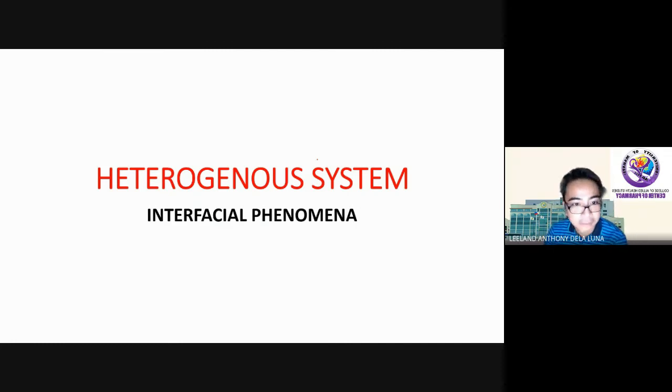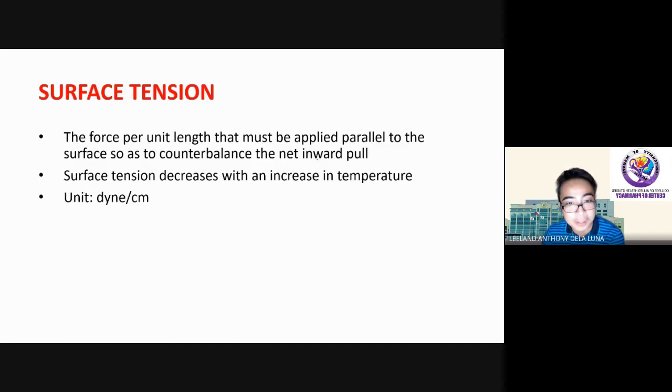Right? Now, let's talk about, class, the interfacial phenomenon that exists between our substances. So, of course, very common ito, class, for both suspension and emulsion. Kasi, class, the interfacial phenomenon can work for the different states of matter. Okay, then the interfacial tension between a solid and a gas, or solid and liquid, such as in suspension, or liquid to liquid, such as an emulsion. So, kumbaga, interfacial tension, or interfacial phenomenon, plays a vital role in both our coarse dispersions, our dosage forms.